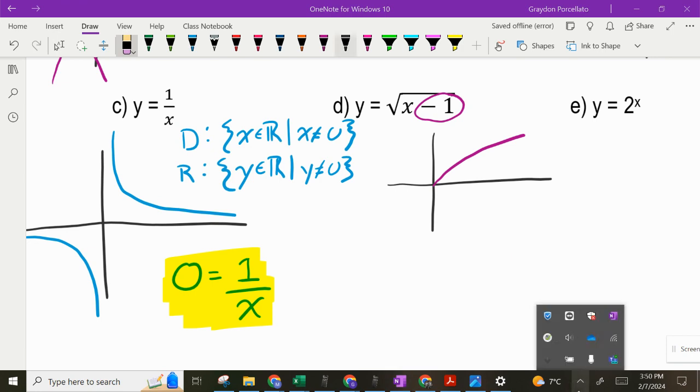This graph has been shifted, remember, it's counterintuitive, so it's -1. I always think, oh, that would be to the left.